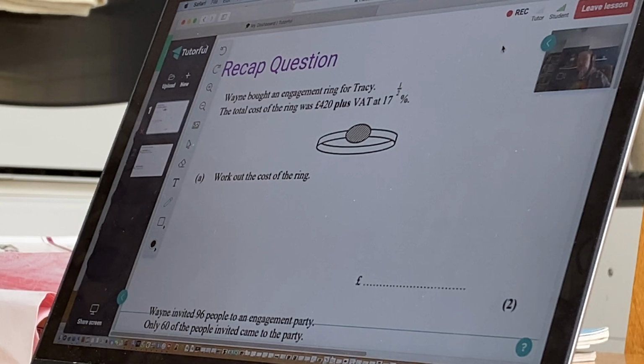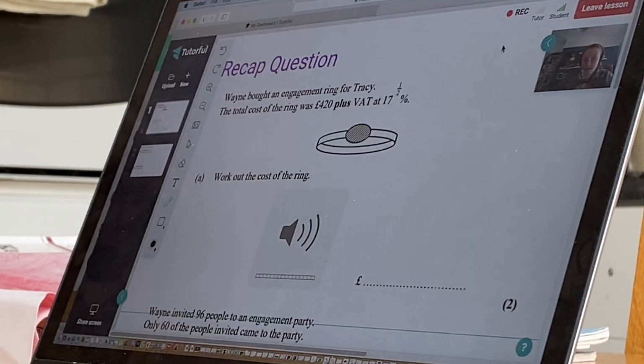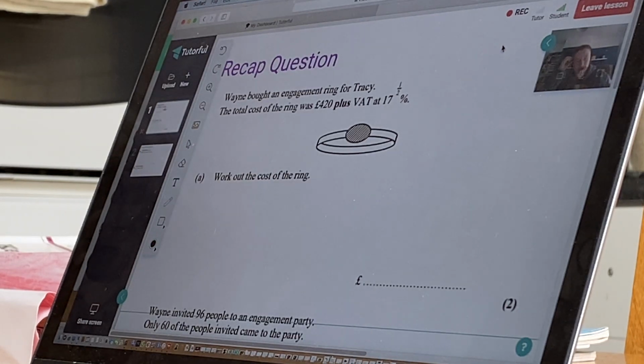Because today the main focus, I think, is going to be working on reverse percentages, which is exactly what we'll be doing, just the other way around. So we'll have a go at this, and then we'll have a go doing it the other way around, which I'll explain more later.